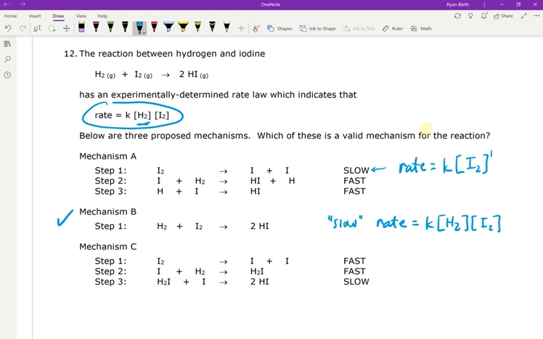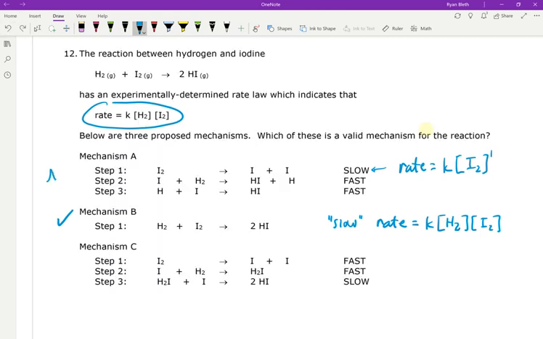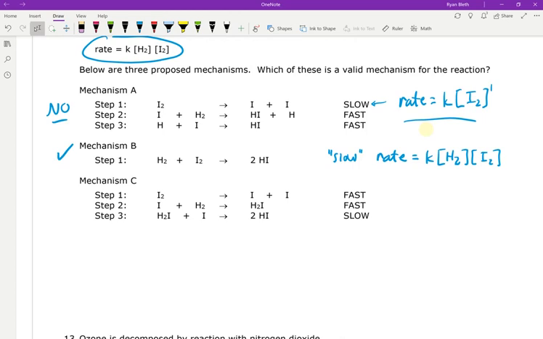It doesn't include the hydrogen that's part of the known experimentally determined rate law that was given to us in this problem. So no, mechanism A does not work. What I've written over here on the side would be its rate law, and it doesn't include the hydrogen that must be included. But let's take a look at C, which is definitely the trickiest aspect of this.